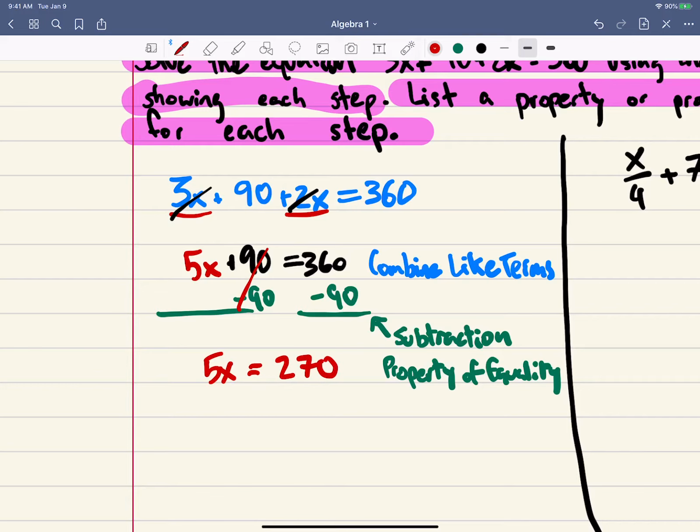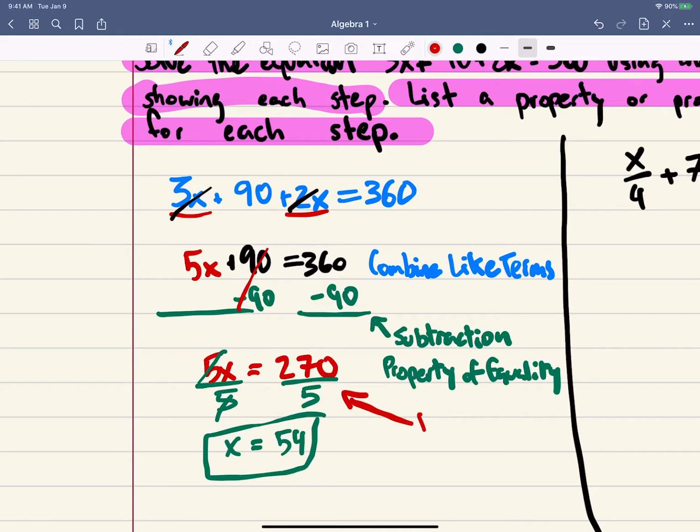Then this goes away, and you get 5x is equal to 270. Now we want to get rid of this 5 because we're multiplying. To get rid of the 5, you divide both sides by 5. This goes away, and we get x is equal to 54. This division step, we call the division property of equality.